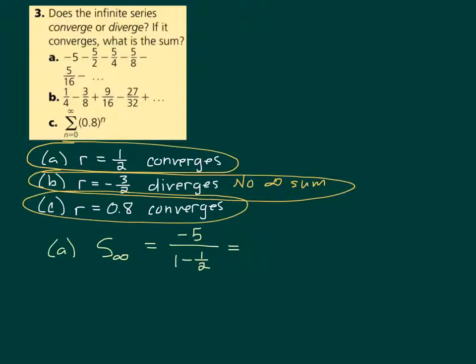Which is what? -10. Okay, -5 divided by 1/2. We should all know that 1 minus 1/2 is 1/2. And -5 divided by 1/2 is just the same thing as -5 times 2. So we get that the sum is -10. What about part C? The sum of the first infinite terms. What is the first term of that infinite geometric series? So this is 1 over 1 minus 0.8. What does that become? I believe 5.